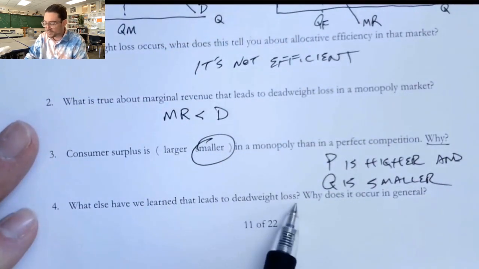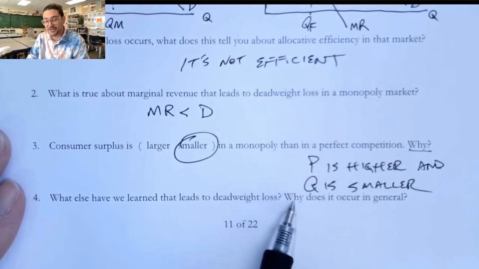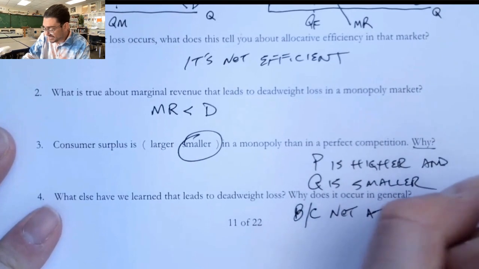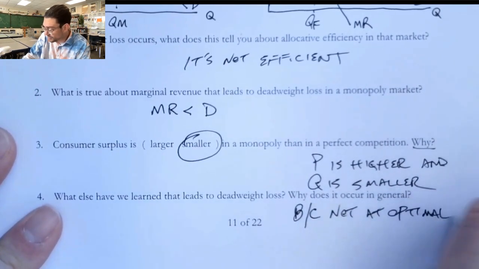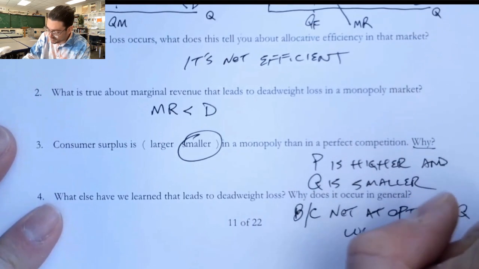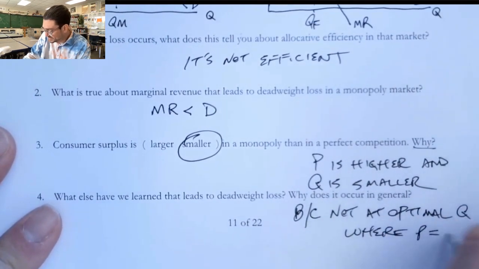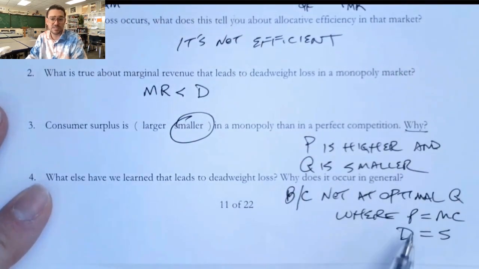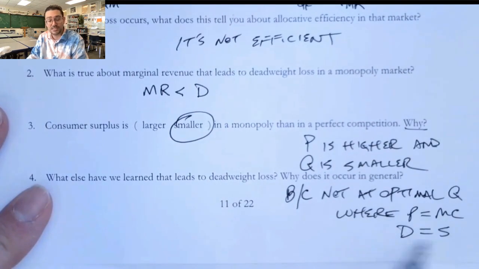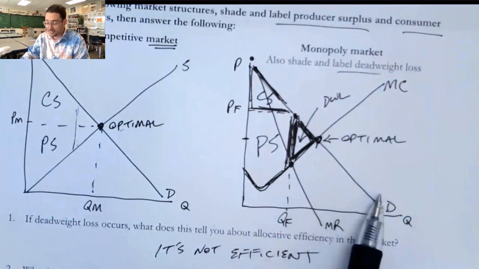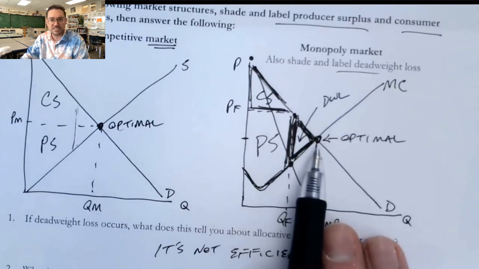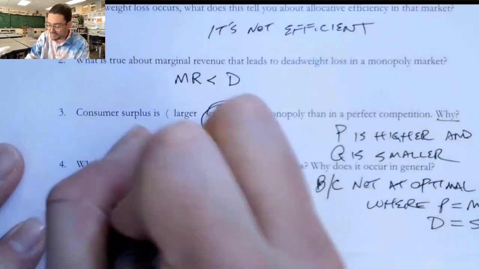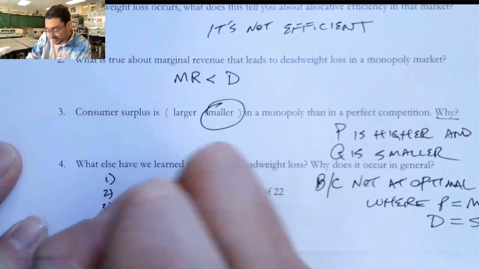And the last part, what else have we learned that leads to deadweight loss? We've learned 5 different things that cause deadweight loss, and it occurs in general because we're not at the socially optimal quantity, right? We're not at the quantity where price equals marginal cost or where demand equals supply, because those are 2 ways of saying the same thing: price and demand, marginal cost and supply. If we're not producing where supply and demand intersect, then we are not allocatively efficient, we have deadweight loss. The 5 things we've learned, in no particular order, 1, 2, 3, 4, 5.